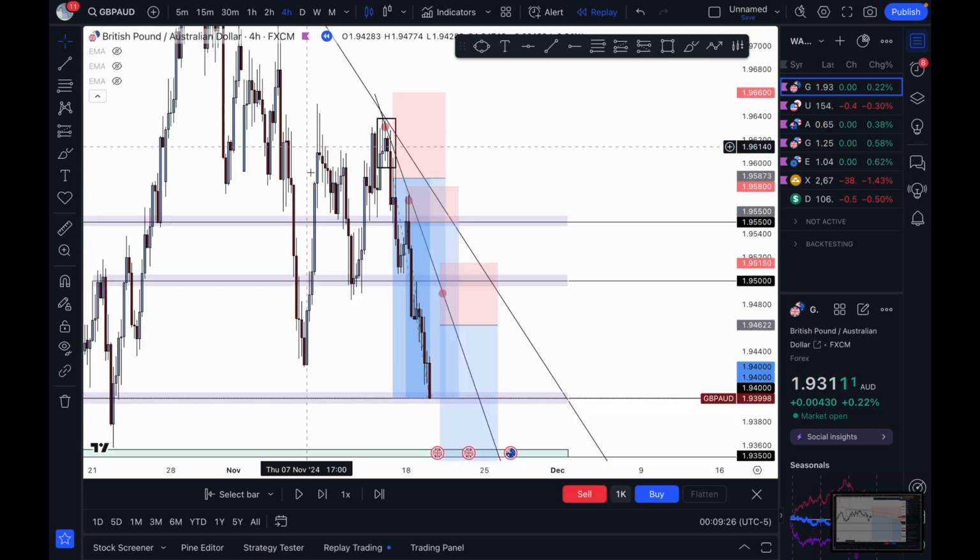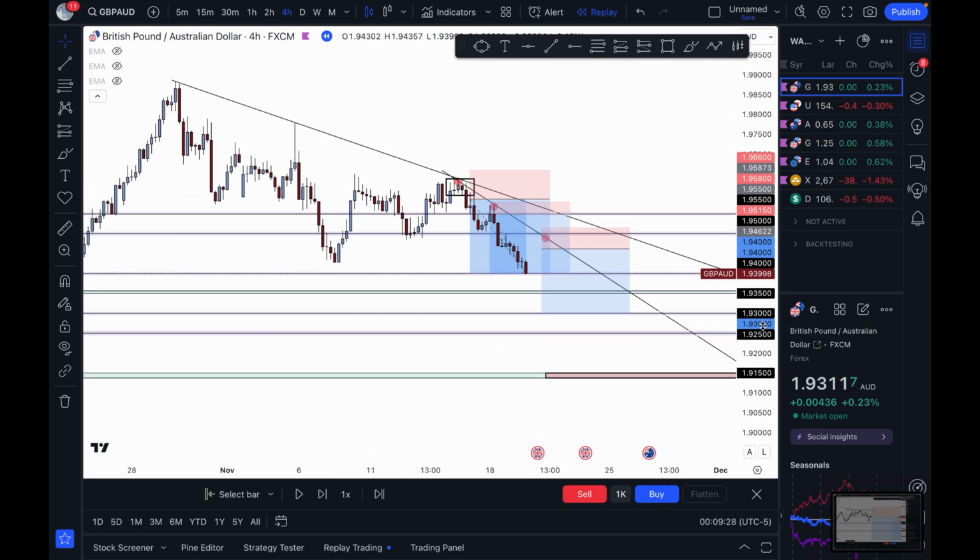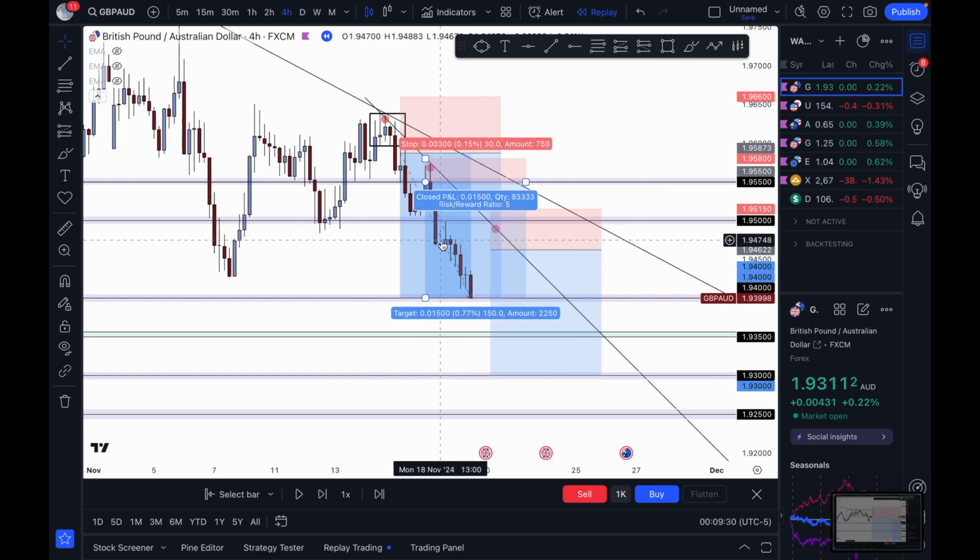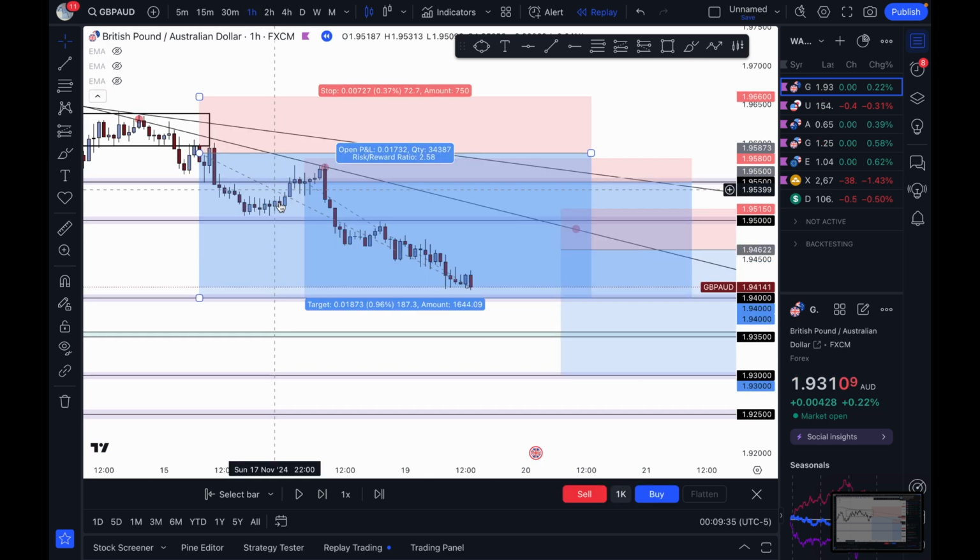It's on the 1 hour. Let me go to the 4 hour. It really just dumps off. I mean, people definitely tried entering on this break and retest of 9.5 on the lower time frame.